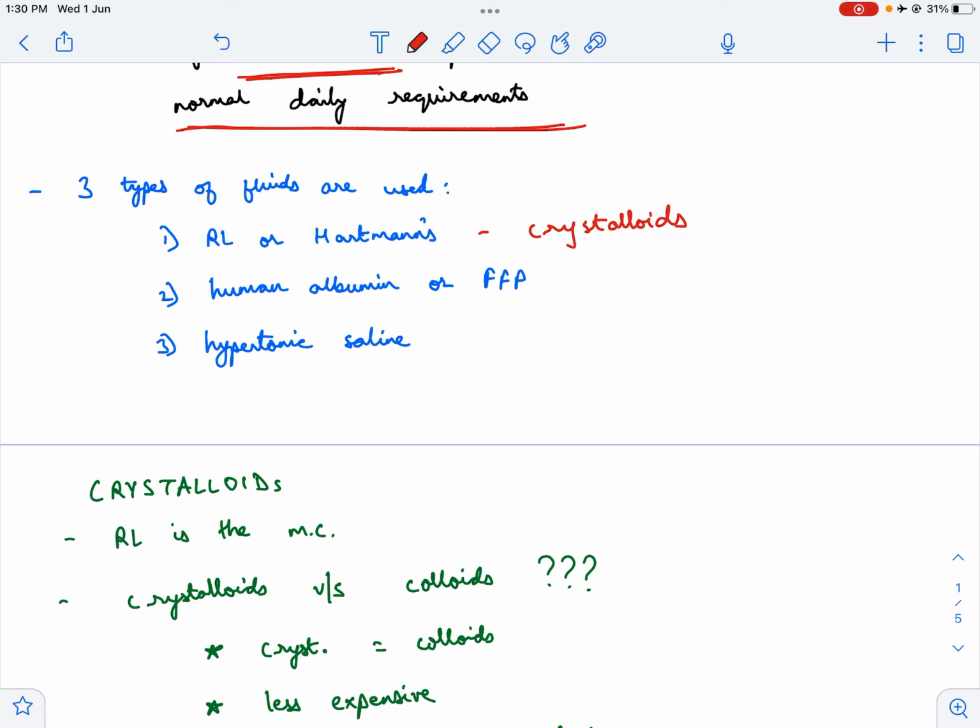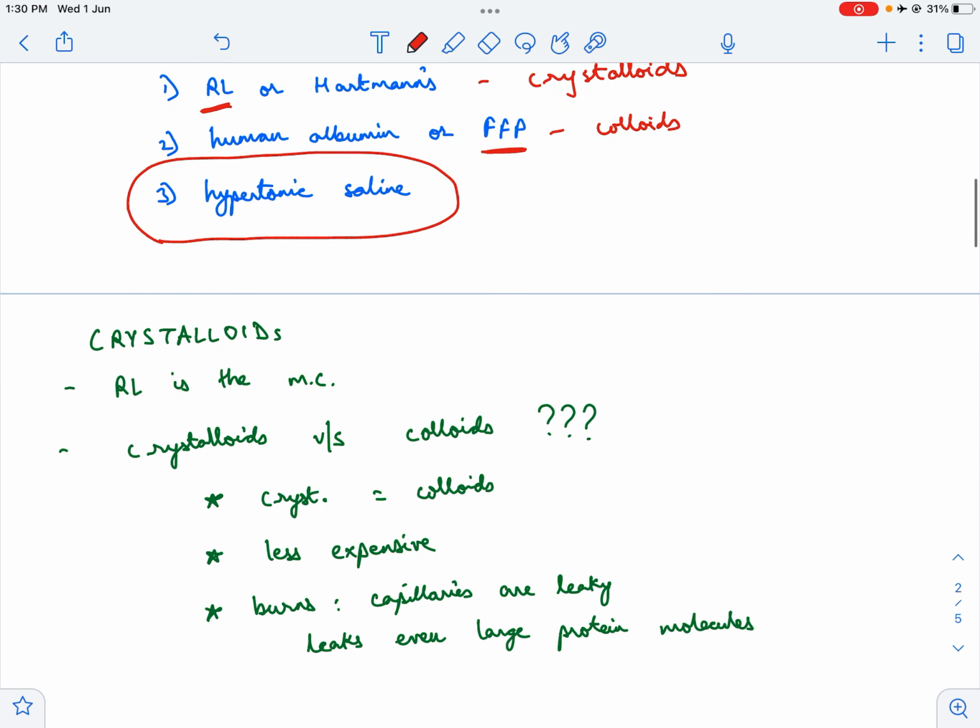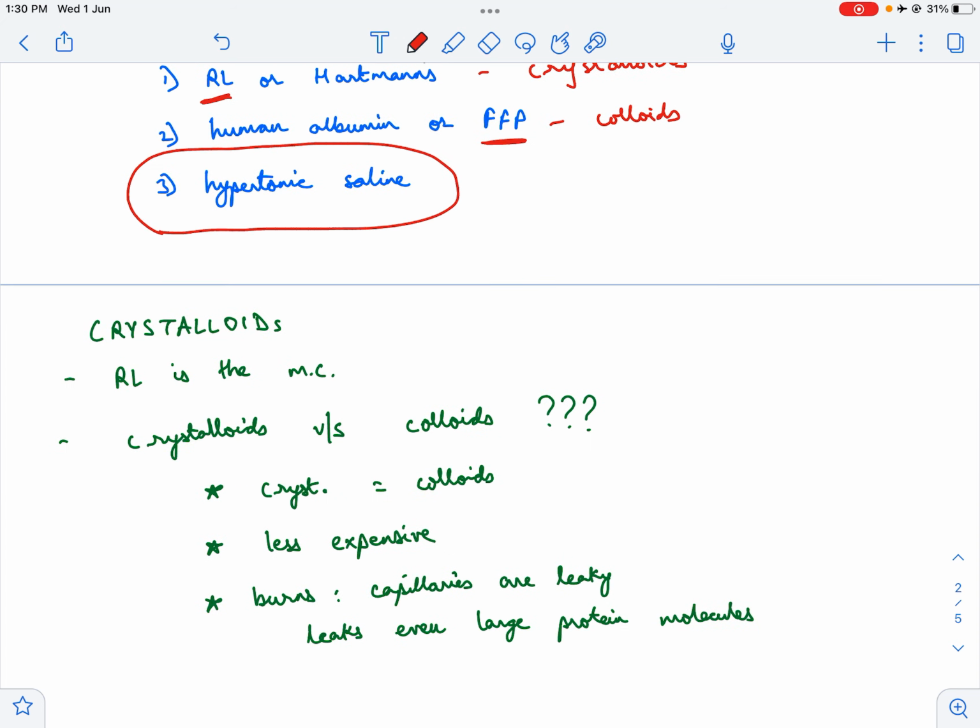These crystalloids are either Ringer's lactate or Hartmann solution, which is nothing but Ringer's lactate, or you can give colloids. Colloids are rich in proteins. You can give either human albumin solution or fresh frozen plasma, and you also have an option of giving hypertonic saline. So these fluids are used. Now the most commonly used fluid is Ringer's lactate or RL.